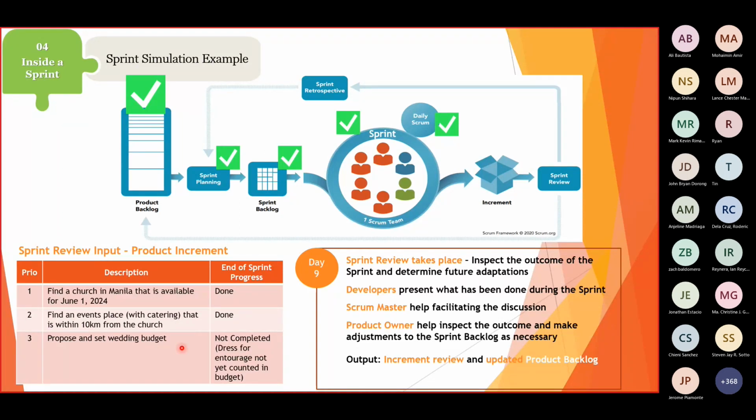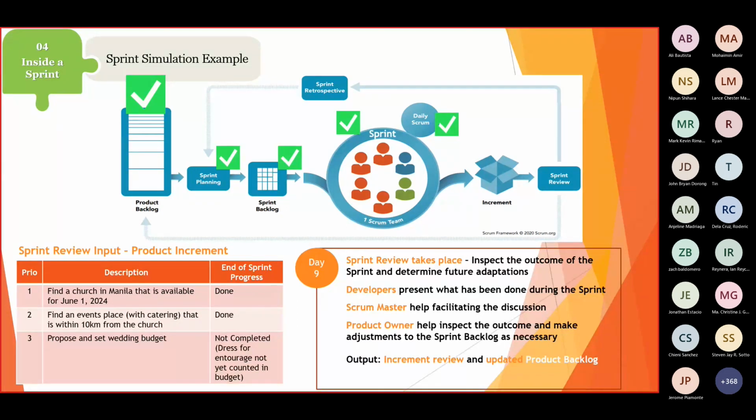Maybe there are some reasons, like the dress of the entourage is not yet included in the budget, something like that. During the sprint review, they take into consideration the product increment, inspect the outcome of the sprint, and determine future adaptations. The developers would present what has been done. So these are the list.